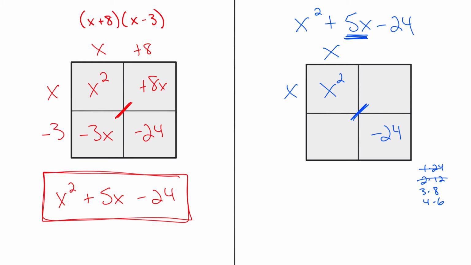Then I'm going to try 3 and 8. Put the 3 here and the 8 here. That'll get me an 8x and a 3x. Those two do have a difference of 5. The only way I can get a 5x from them is if the 8x is positive and the 3x is negative, which means the 3 is negative and the 8 is positive. Last check, positive 8 times negative 3 is in fact negative 24. I have found my answer. It is x minus 3 times x plus 8.